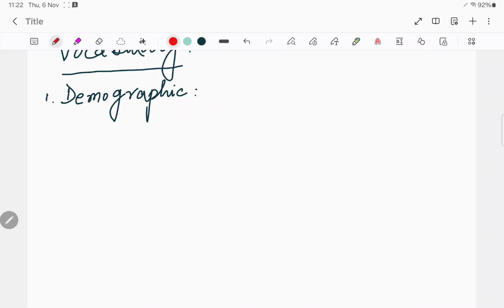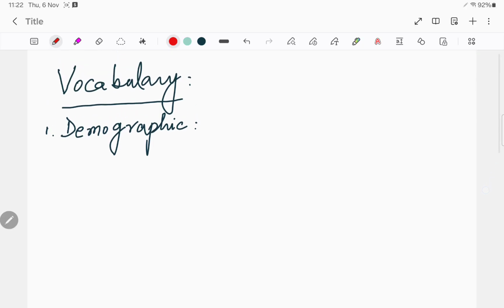Bismillahirrahmanirrahim. Well, dear students, today we are here with the second lecture on chapter 2, that is population explosion in Pakistan. And today we are going to explore the vocabulary words, the difficult words.